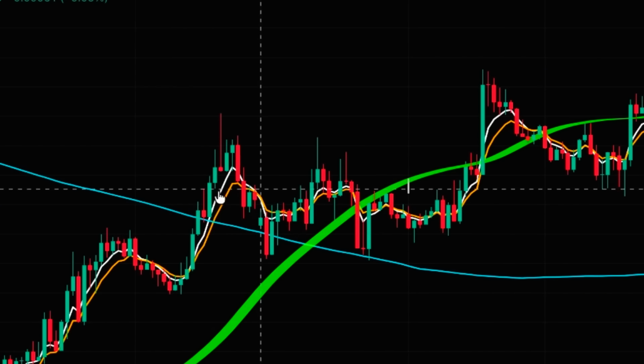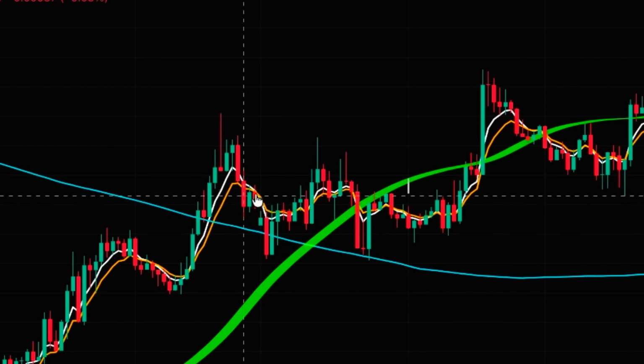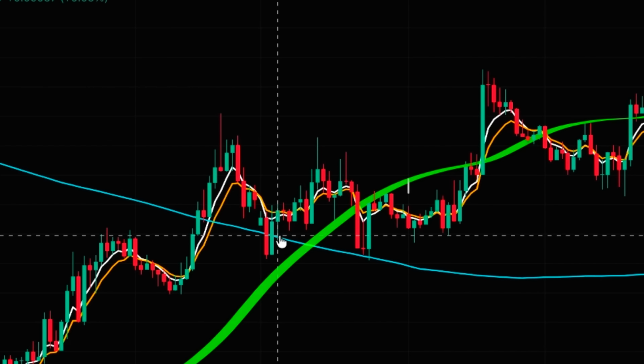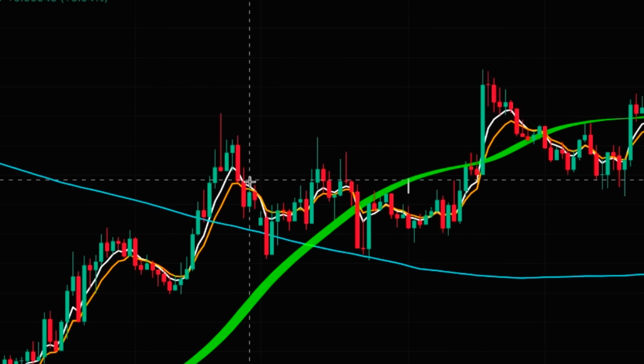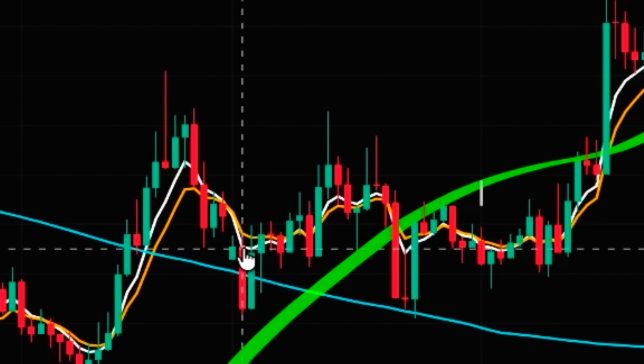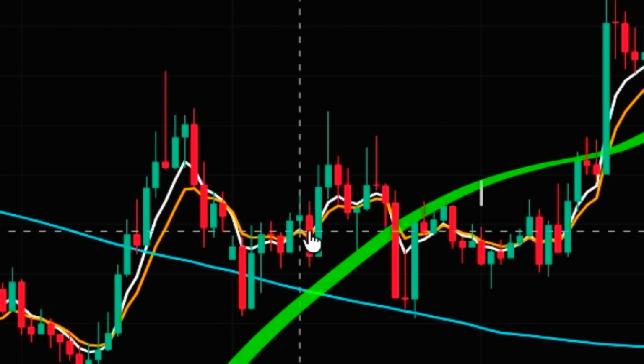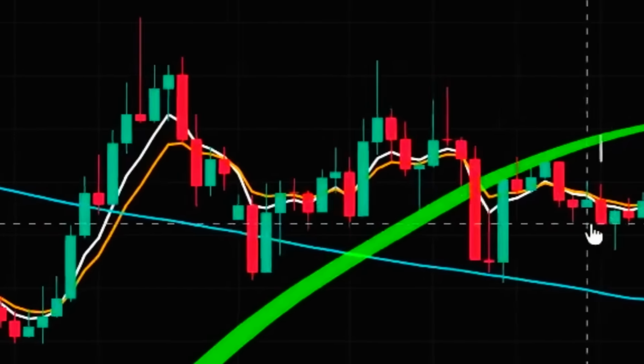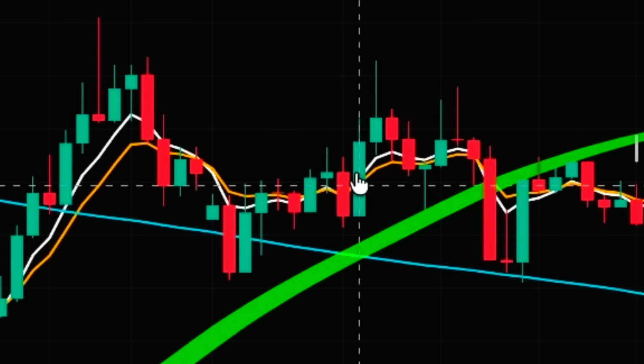Alright, now in the next step, we want a pullback of the price to the SMA 200. As I explained earlier, the orange line and white line can also give us the signal. In this situation, when a pullback is forming on the chart, the white line goes below the orange line. Now we should wait for a signal that shows end of the pullback, and that is when the white line is closed above the orange line.